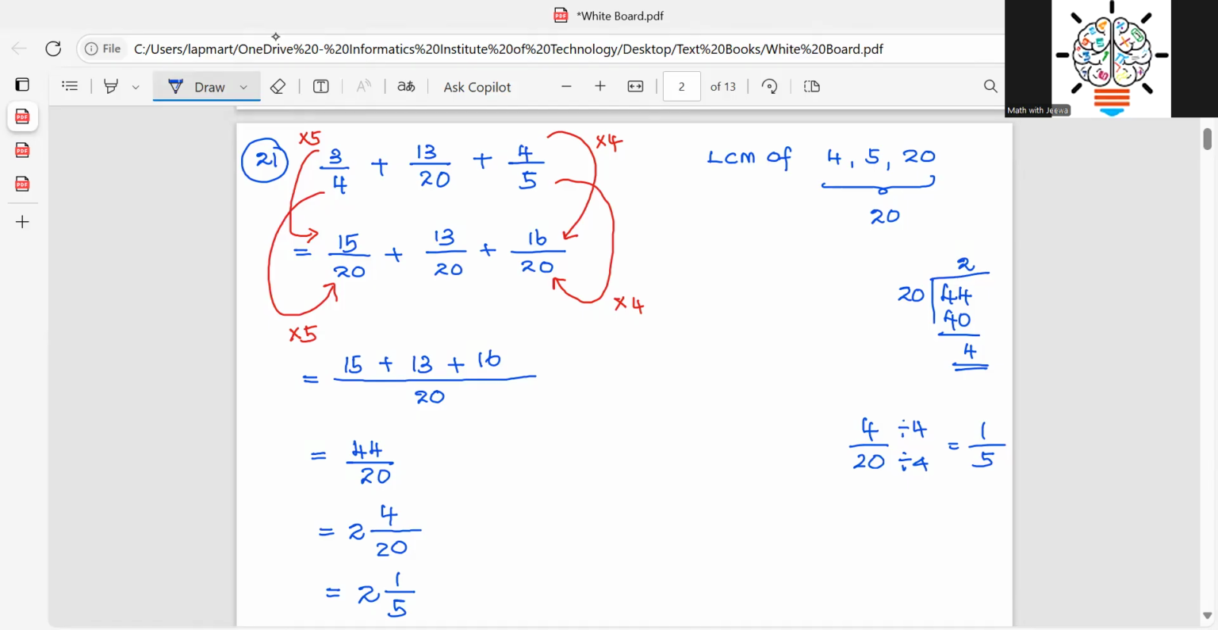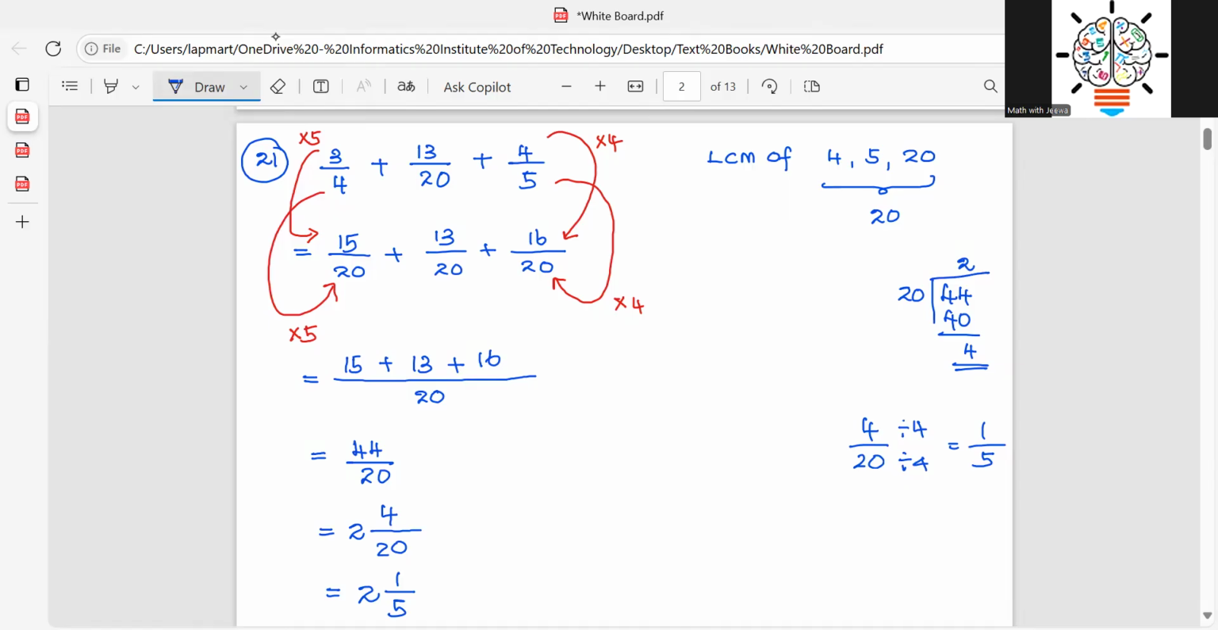It gives me 44. 44 out of 20 means we can write this as a mixed number because 44 over 20 is an improper fraction. So I convert it like this. So then this is how you want to do the sums, right?